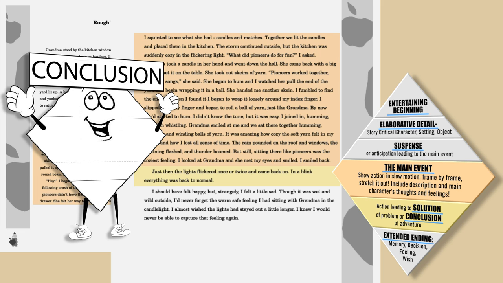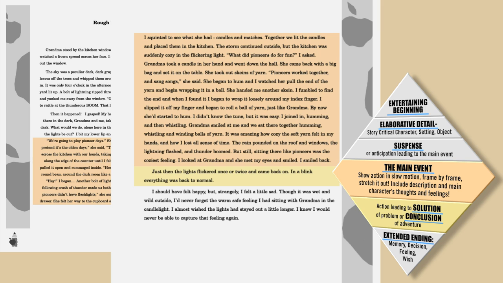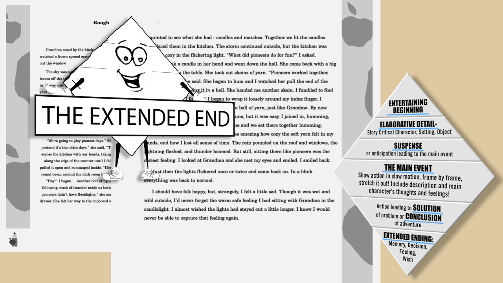Right there in the diamond, you'll see the tiny little bottom of the main event is what we call the solution of a problem or the conclusion of an experience story. Let's see what happens. Just then, the lights flickered once or twice and came back on. In a blink, everything was back to normal. So, that's the end of our main event. But remember, there's an extended ending. It's not really the end of the story.